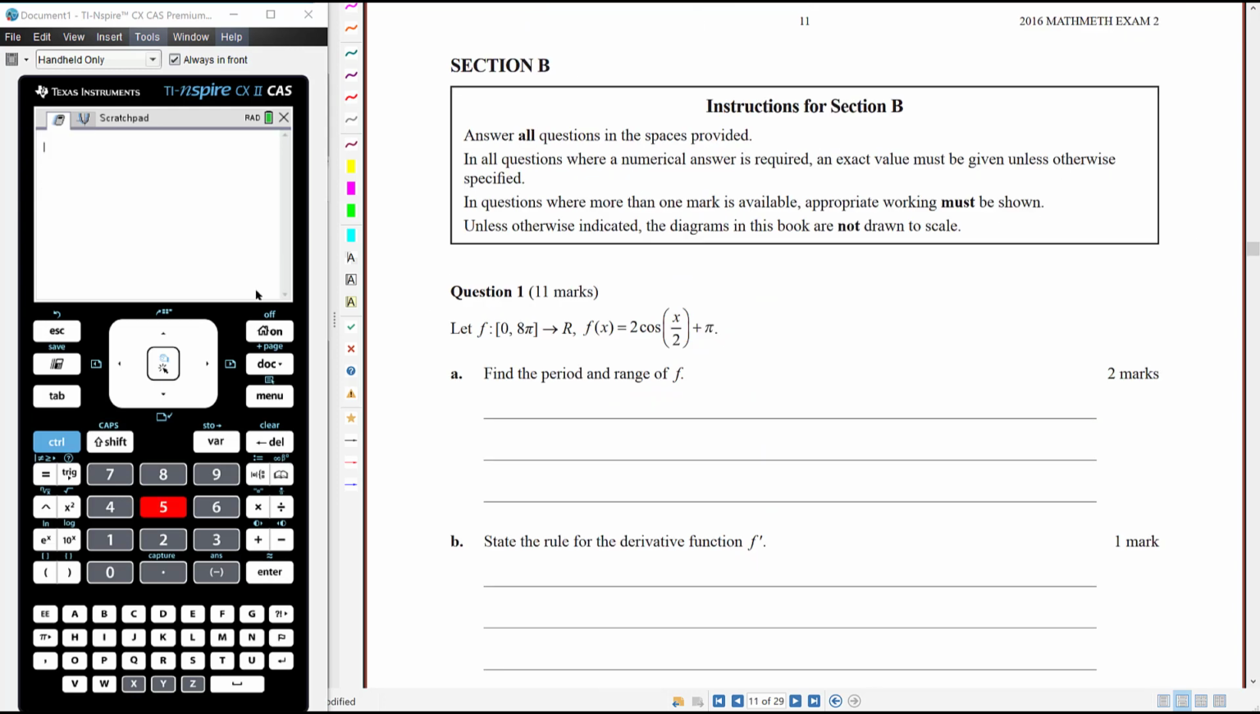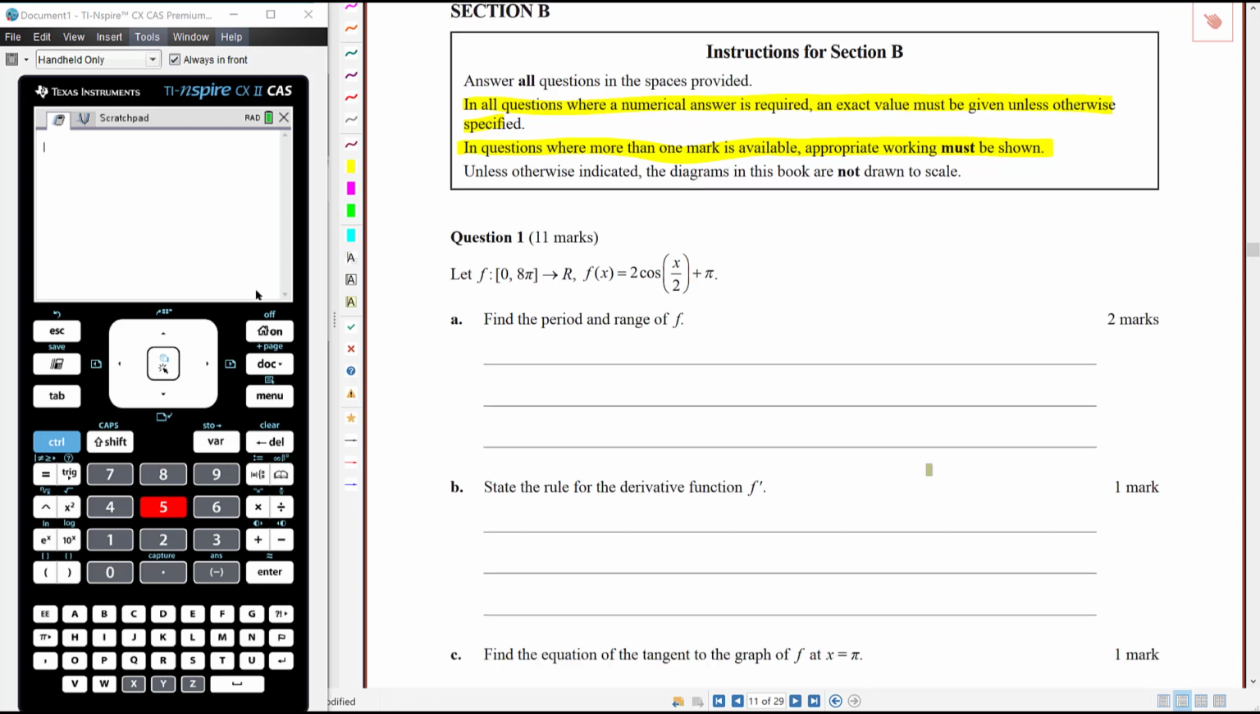Okay, and so now we're continuing with the 2016 paper, section B. Again, being familiar with those standard instructions. In all questions where a numerical answer is required, an exact value must be given unless otherwise specified. In questions where more than one mark is available, appropriate working must be shown if you are to earn full marks. Okay, let's work our way through question 1.